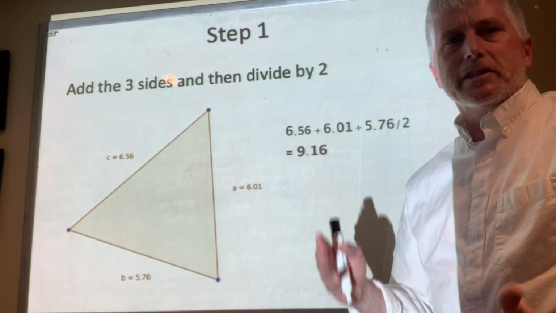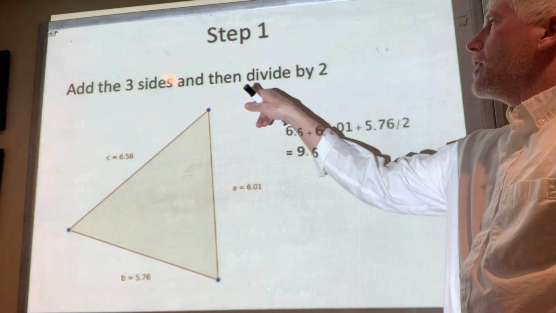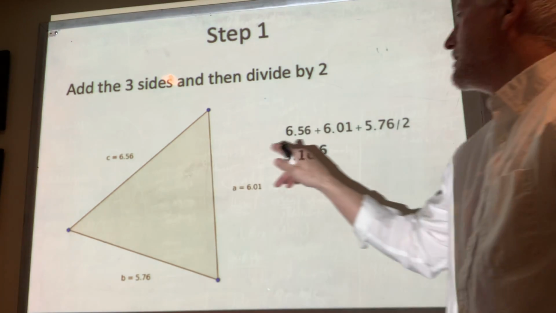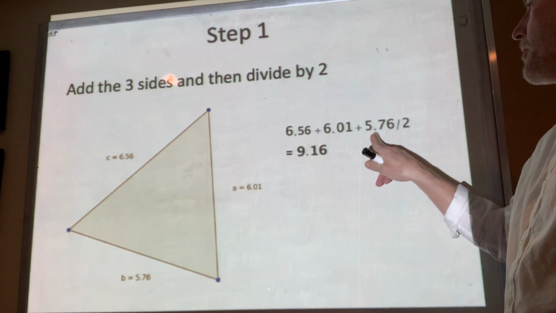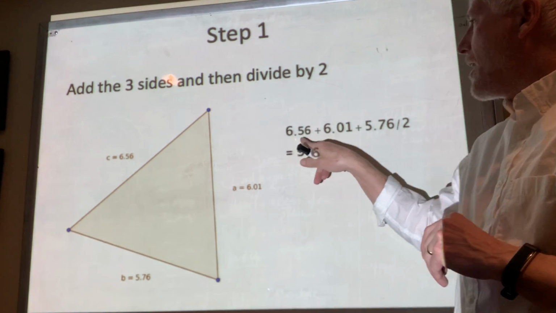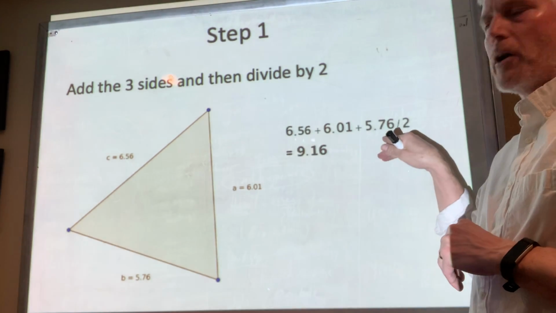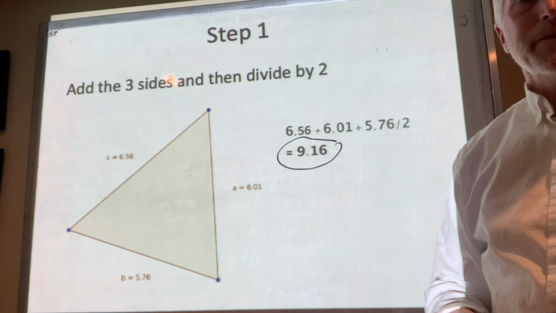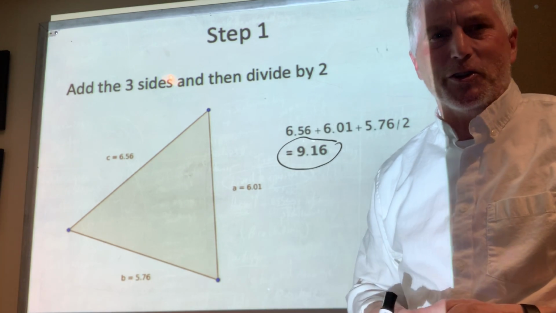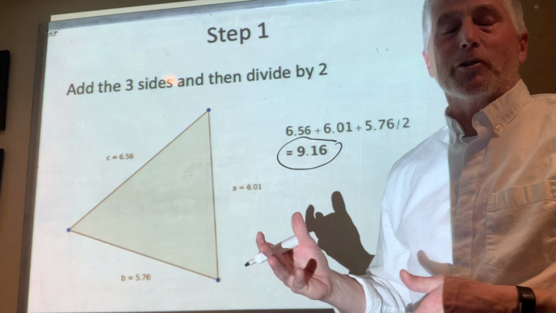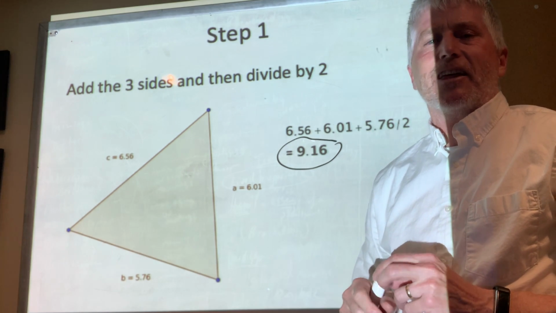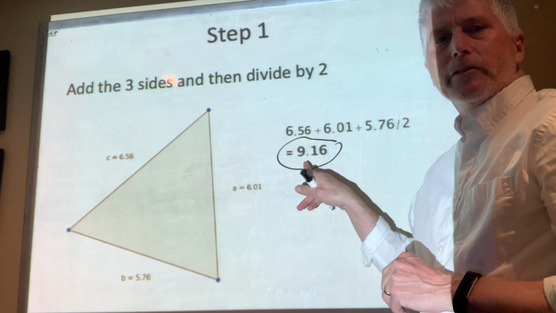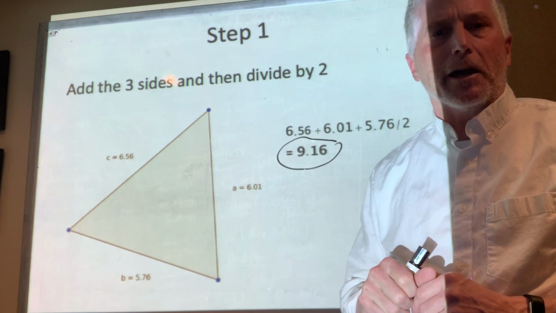What you need to do in step number 1 is add the 3 sides and then divide by 2. So we have the 5.56 side, the 6.01, and the 5.76 side. We add them all together, and then we divide by 2, and in this case, we get 9.16. Everybody good so far? Good. So add the 3 lengths together and then divide by 2. And we're going to get this number that we're going to use a couple of times. So pay attention to that number at the very beginning, the number that you get.